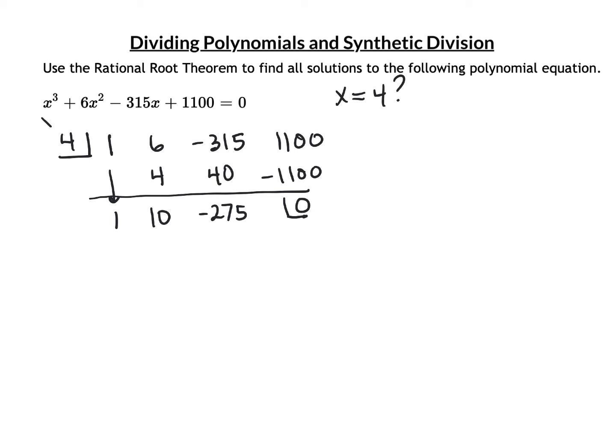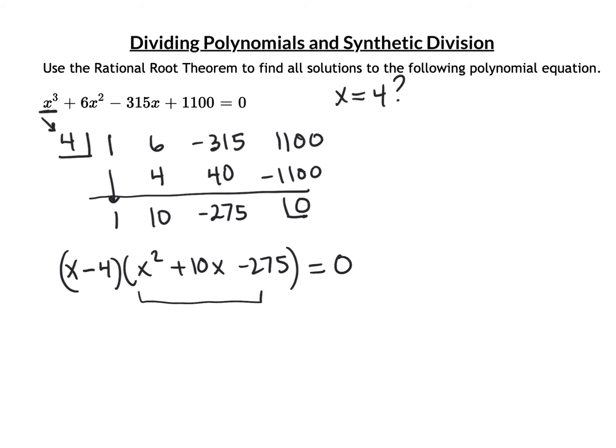What we know then is that 4 is a 0, which means the factor is x minus 4. X minus 4 times, x times something is x cubed. That would be 1x squared plus 10x minus 275 equals 0. Now this factors. What it factors to, I don't know. And it looked like, remember, that it was irrational. So let's use the quadratic formula. A is 1, B is 10, and C is -275.